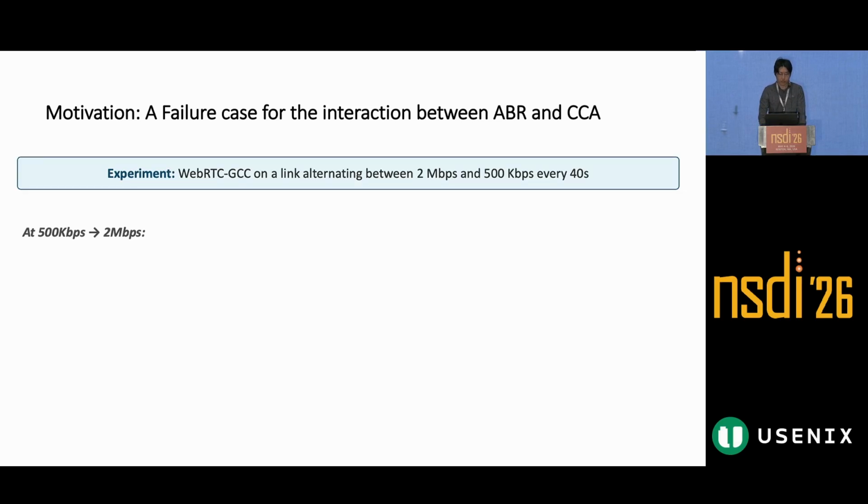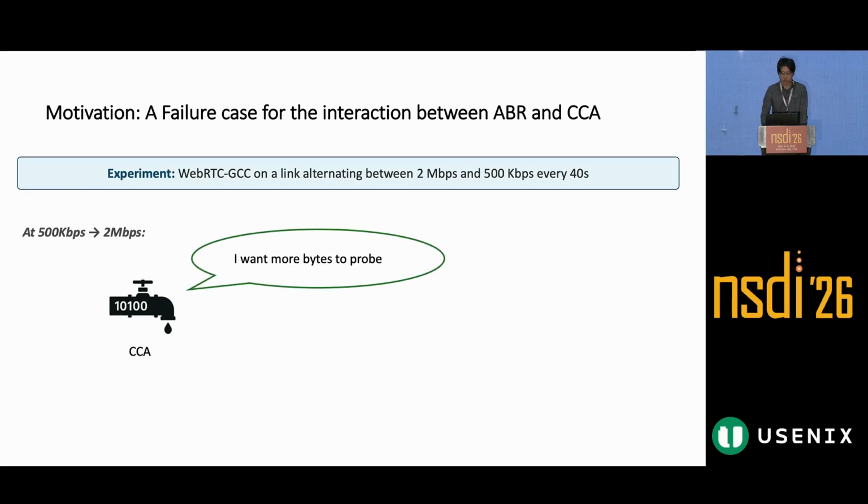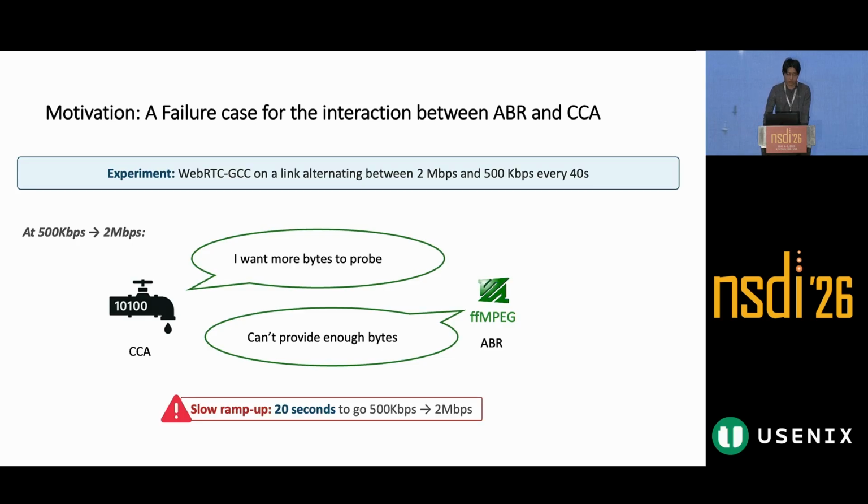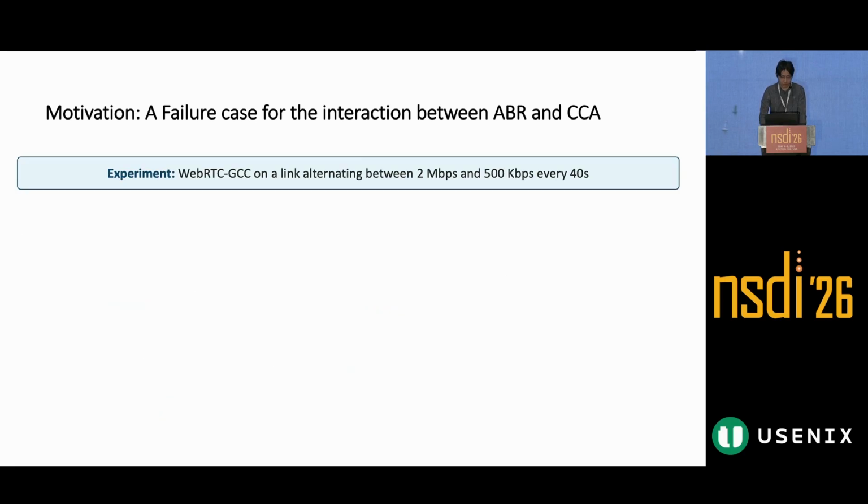When the link rate increases, the CCA wants to send more bytes to probe the network. However, the encoder cannot provide enough bytes. So this causes a slow ramp-up problem and takes about 20 seconds to converge to the new bandwidth. When the link rate decreases, the problem still persists.